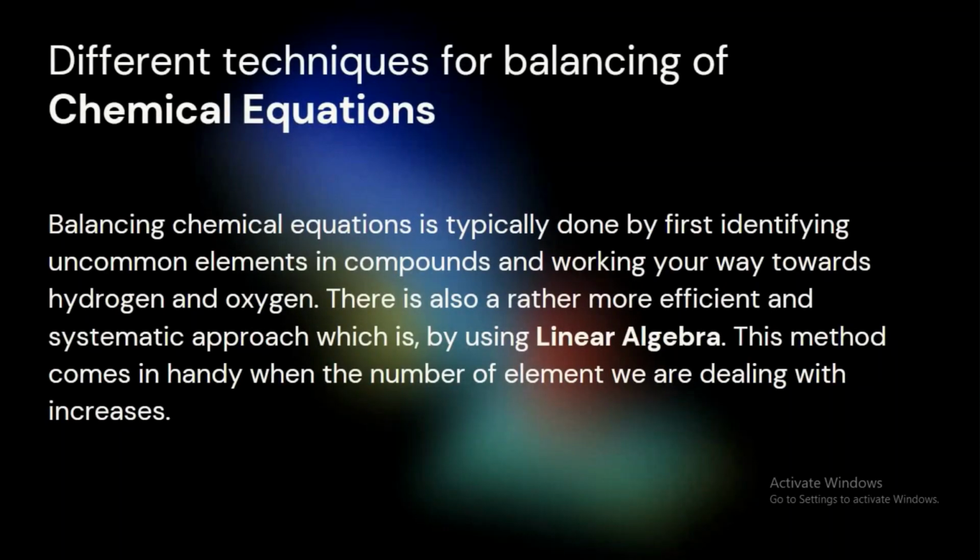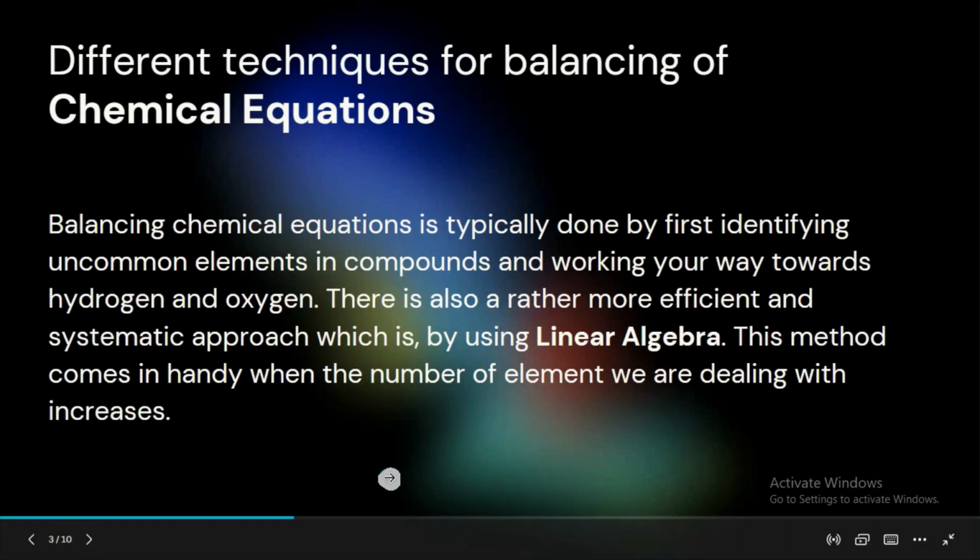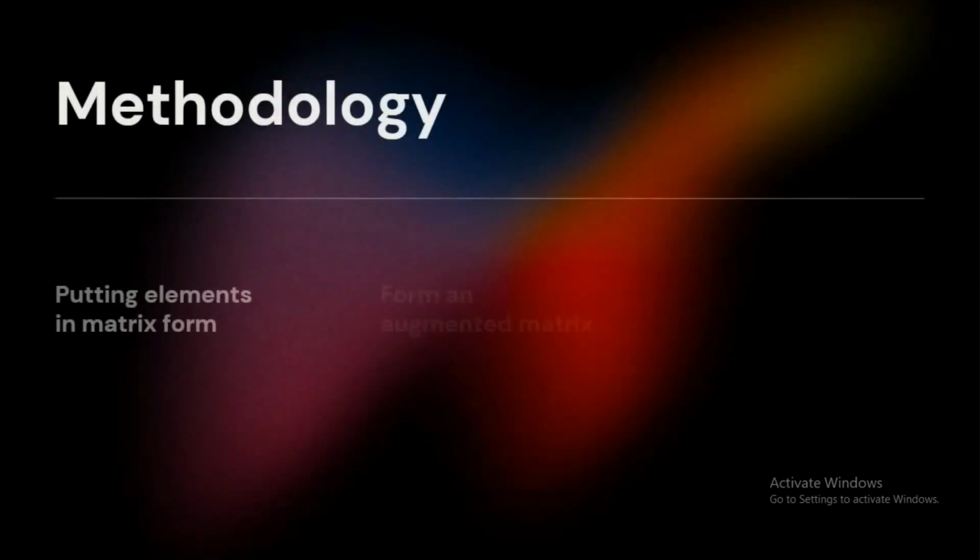There are different techniques which exist for balancing chemical equations. Balancing chemical equations by chemists is typically done by first identifying the uncommon elements in a compound and then working your way towards basic elements such as hydrogen and oxygen. But there also exists a rather more efficient and systematic approach, which is by using linear algebra. This method really comes in handy when the number of elements we are dealing with increases. So let's see how that's done.